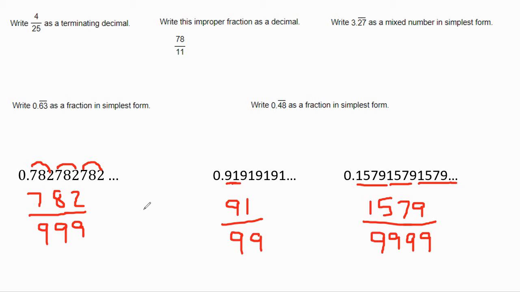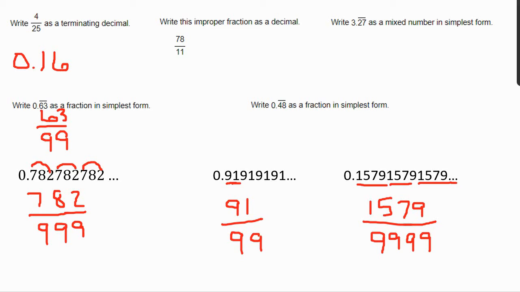The top one says we're going to write 4 over 25 as a terminating decimal. So if you put that in the calculator, you're going to get 0.16. And I'm going to do the one below it next. We're going to write 0.63, repeating because it has the line on top of it, as a fraction in the simplest form. Well, there's two numbers there, the 6 and the 3, before it repeats itself. So that's how many nines I'm going to put on the bottom. And the top is 63.